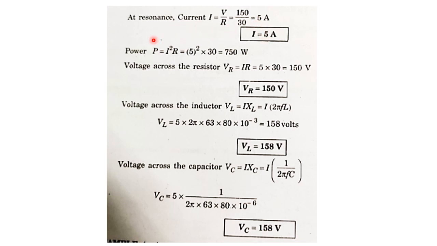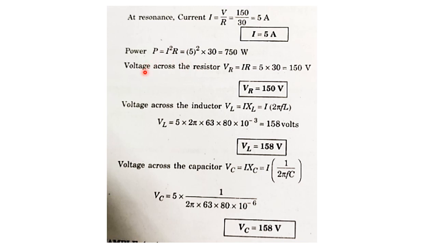Next, we are supposed to find the power. Power is equal to VI, V is equal to IR. Therefore, P is equal to I square R. And we know the value of I, which is 5. Therefore, 5 square into R, which is 30 ohm. So when you substitute the value, you will get 750 watts.